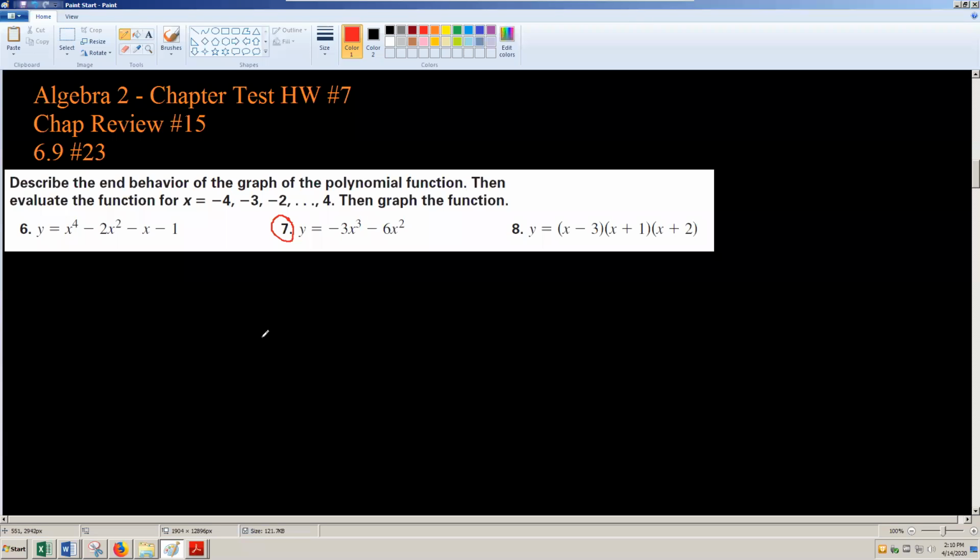All right, so we're looking at the chapter test from the homework, the chapter review from homework, and we're also going to look at 6.9 here. We're going to start out with the chapter test homework number 7. In this one, we just want to describe the end behavior of the graph of the polynomial function, and then evaluate the function for certain points. Here we're looking at -4, -3, -2, all the way up through 4, and then graph the function.